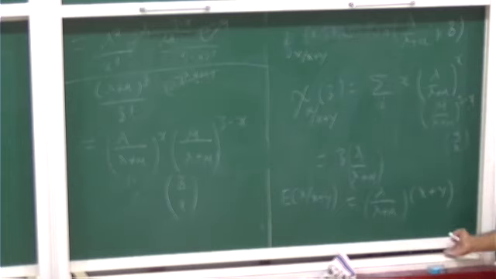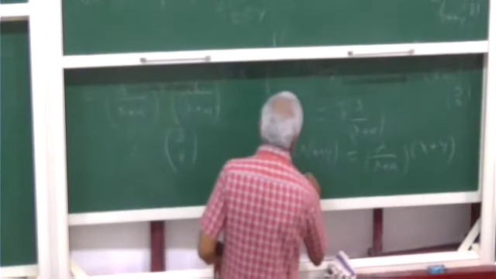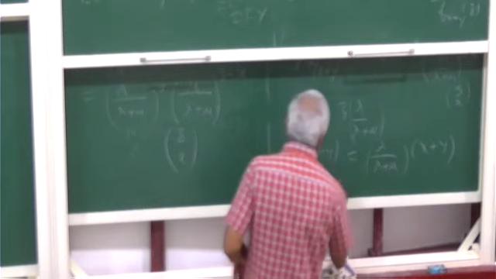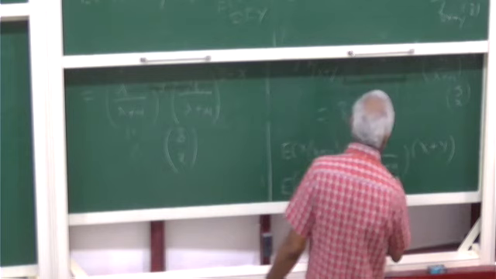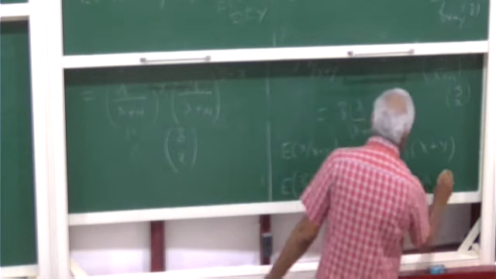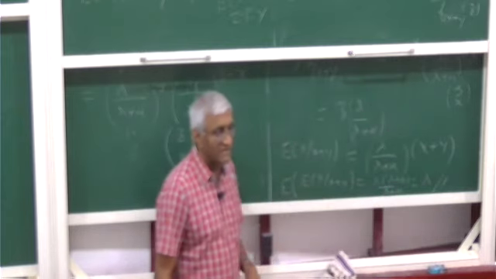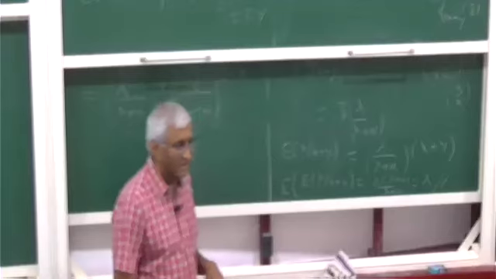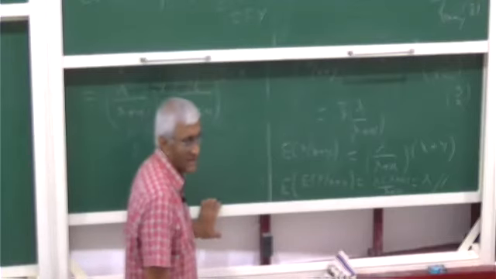To verify we are correct, you just take the expectation of this. E of E of X given X plus Y, where X plus Y is Poisson with parameter lambda plus mu, gives lambda times lambda plus mu by lambda plus mu, which is just equal to lambda, the same as the expectation of X. So we are correct. We just verified that we have done the computation correctly.